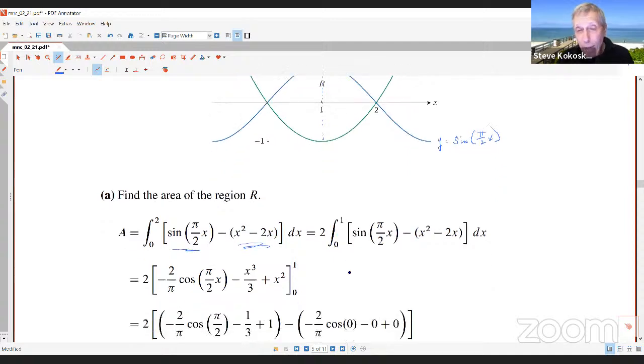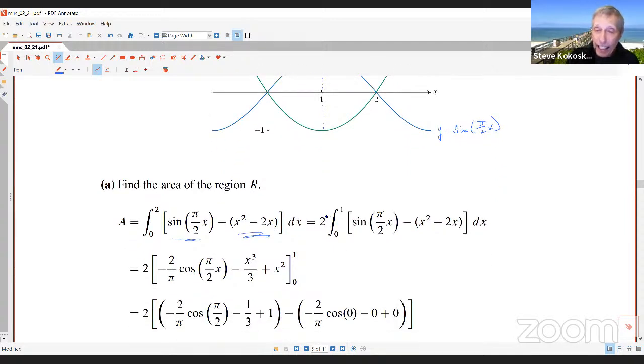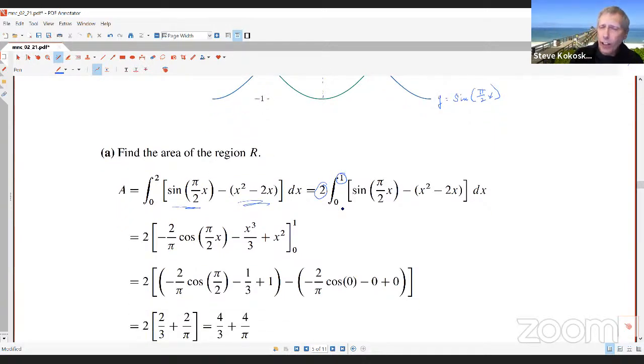So here's what I did. I made use of the symmetry. I can see there's a 2 out in front here, so I now went 0 to 1. And I think I can find the antiderivative of this expression term by term. Look, there's a u substitution in here, but we're all getting good enough at this. We're all beyond that, I think, in instruction. That's almost an integration by inspection. So there's a minus 2 over pi out in front, cosine term in there, minus x cubed over 3 plus x squared. There's still the 2 out in front because of symmetry. I've got to evaluate this at 0 and 1 and do a little bit of subtraction.